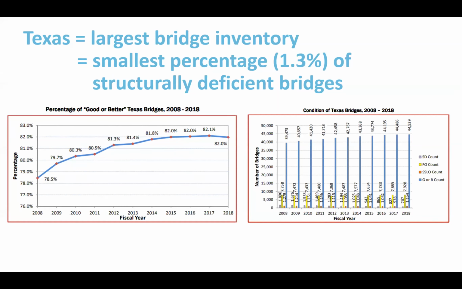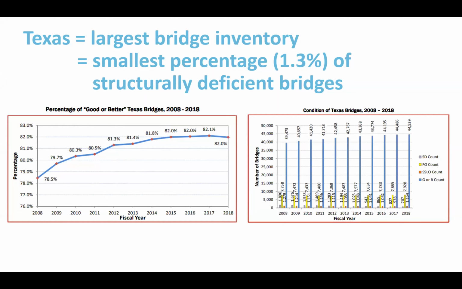If you look off to the right, it's just another way of showing this. It's over the same time frame, 2008 to 2018, and this is the number of bridges. The boxes on the right: the purple SD is structurally deficient, FO is functionally obsolete, SSLO is where the loading is not adequate for the bridge, and the G and the B is good or better count. So you see that there's an uptake there in good or better. The amount of functionally obsolete bridges has remained relatively constant. It's dropped down a little bit there, and structurally deficient ones are hard to see at the very bottom, but there's not that many to count.